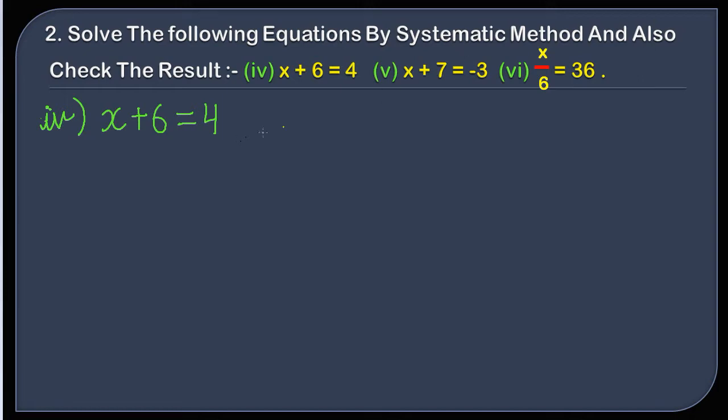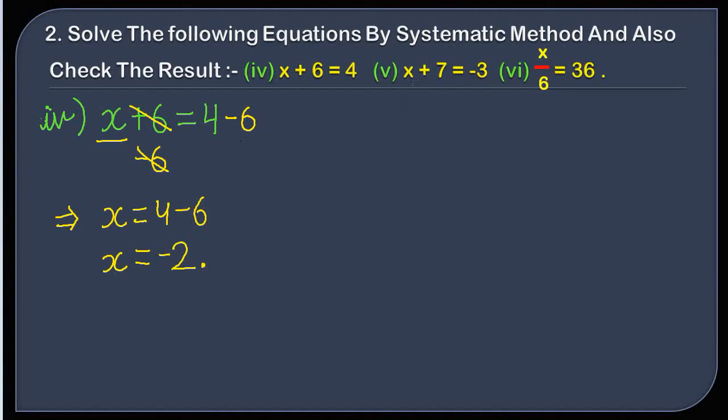We want x to be all by itself. As 6 is added to it, we have to subtract 6 from both sides. On the left hand side, plus 6 and minus 6 get cancelled out. We get x is equal to 4 minus 6, which is equal to minus 2. x is equal to minus 2.